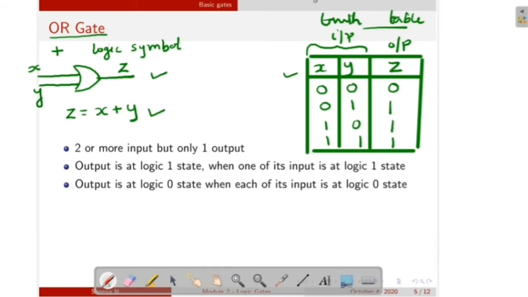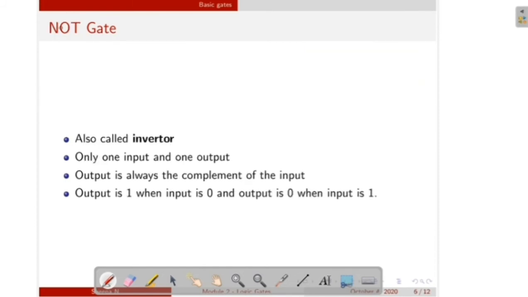Okay, next one is the NOT gate. The NOT gate is the complement operator. We have already studied it is a unary operator. There is a unary operator in Boolean algebra that is called the complement operator. That complement operator is represented by complement or bar. That means if x is a variable, then we can represent it as x complement or x bar. So it is also called an inverter. The NOT gate is also called an inverter.